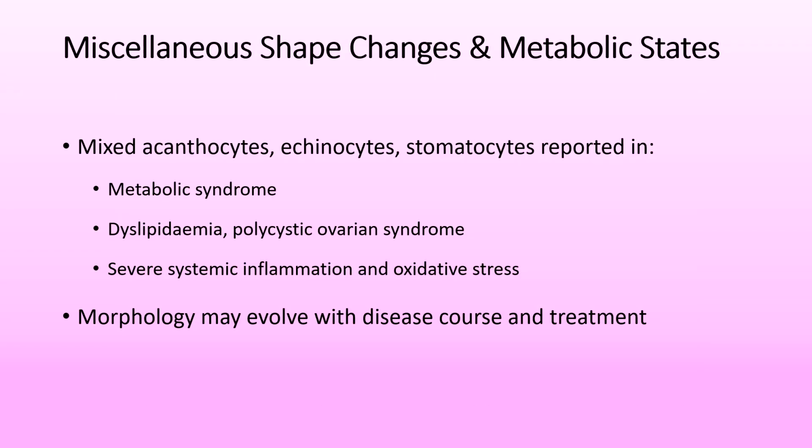Some complex metabolic and inflammatory states such as metabolic syndrome, dyslipidemias, and PCOS can also show a mixture of spiculated cells like acanthocytes, echinocytes, and stomatocytes. The underlying mechanism includes oxidative stress and altered membrane lipids. These changes are non-specific but remind us that RBC morphology almost reflects the whole body's metabolic health, and it can be temporary based on the symptomatology of the patient.